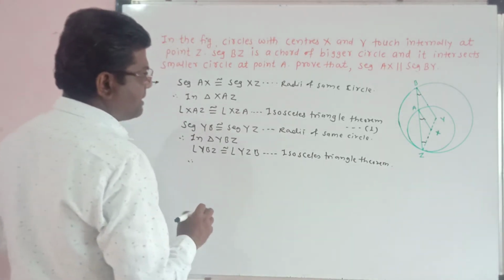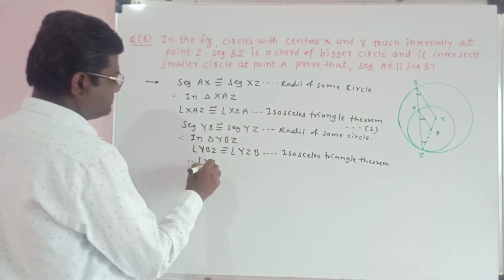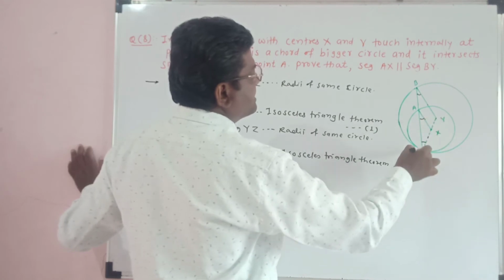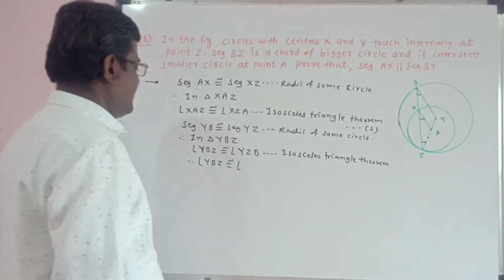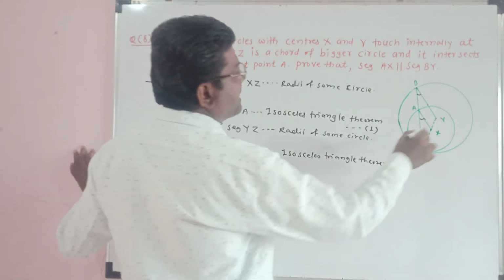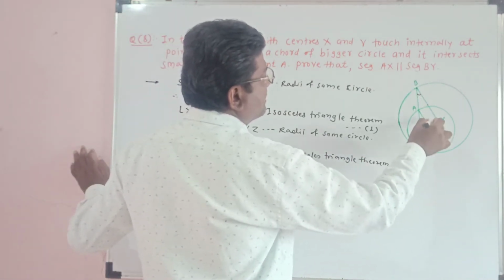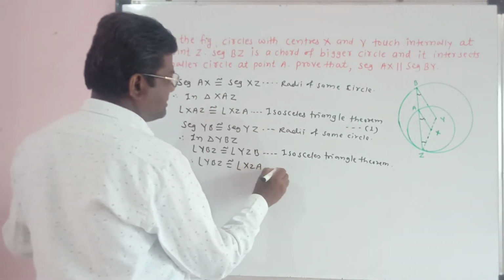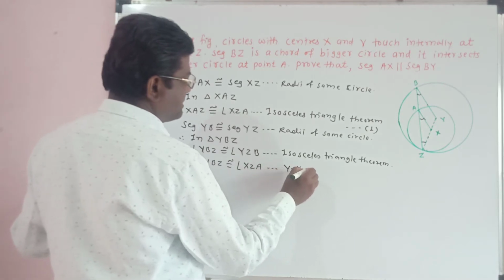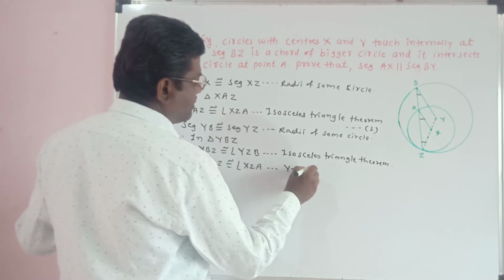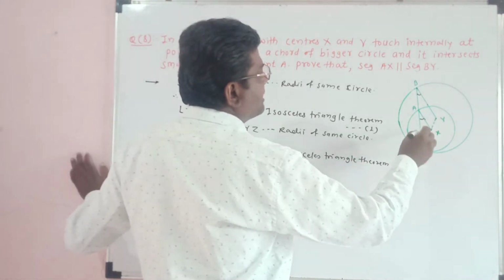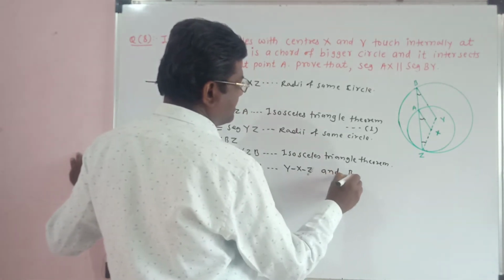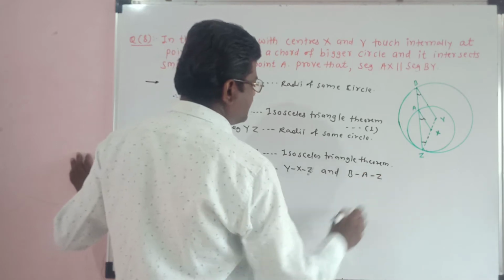Therefore, angle YBZ is congruent to this angle YZB, and this angle YZB means angle XZA. Angle XZA. Reason is Y dash X dash Z and B dash A dash Z.